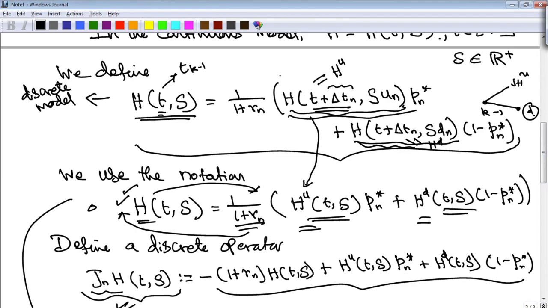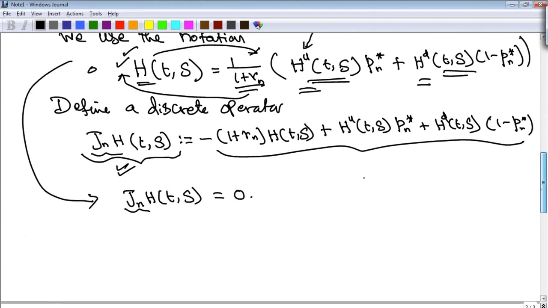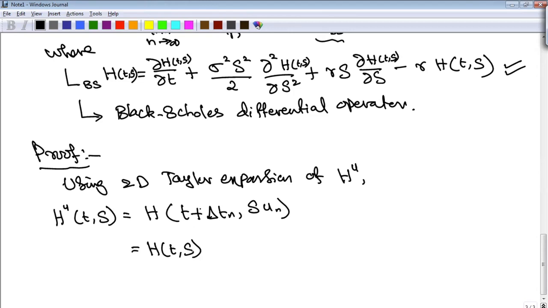From s you went to s u_n here. So there is a variation in s as well as a variation in t. Therefore, there is a variation in both the variables of h, that gives you hU. Therefore, you can apply the Taylor expansion for both the variables. hU of t, s is actually defined as h of t plus Δt_n, s u_n, right? And that can be written as h of t, s. So you have to apply the Taylor expansion in each variable and then the mixed terms also. That is what is the 2D Taylor expansion.